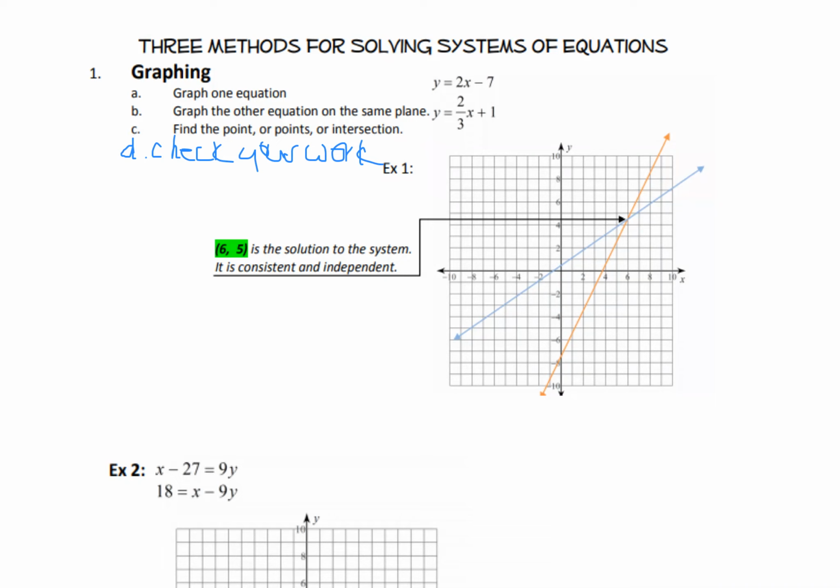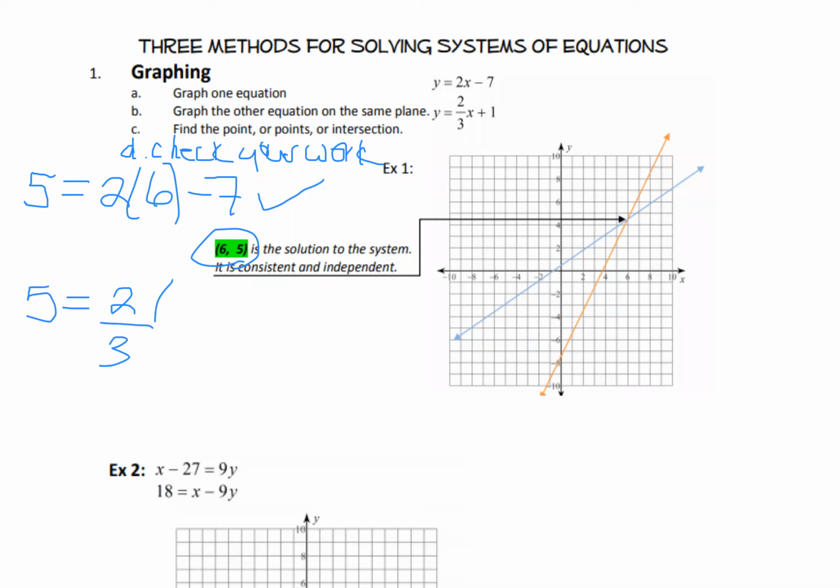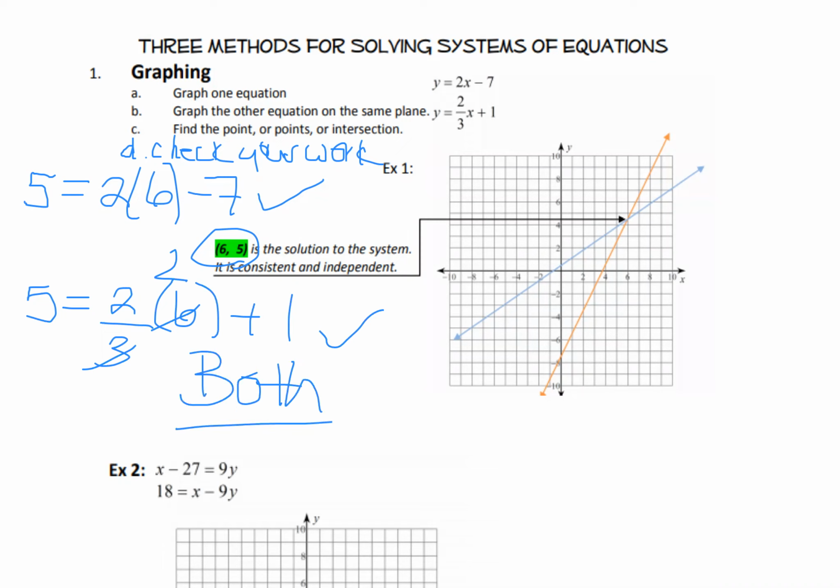So we have this equation (6, 5). So I'm going to put in 5 equals 2 times 6 minus 7. 12 minus 7 is 5. And then 5 equals 2/3 times 6 plus 1. 4 plus 1 is 5. And it can be that easy to just check your work and make sure it works. It has to work in both, just as an FYI. It will work in both equations.